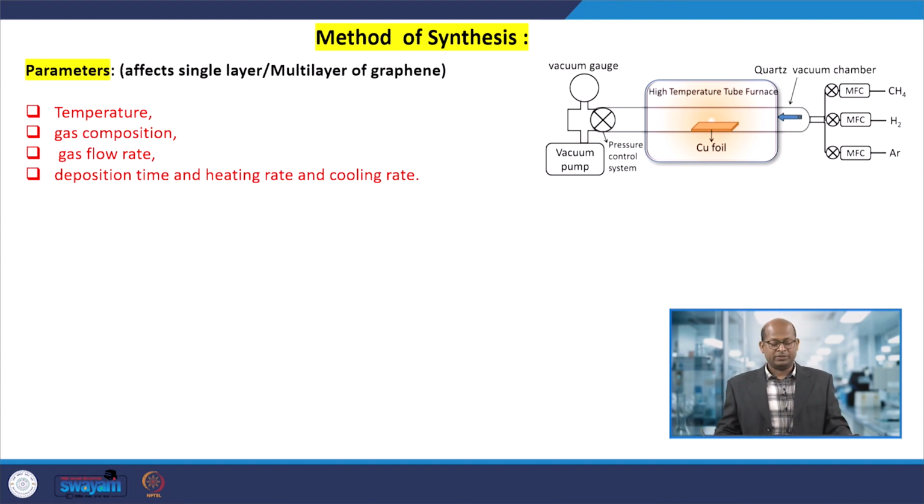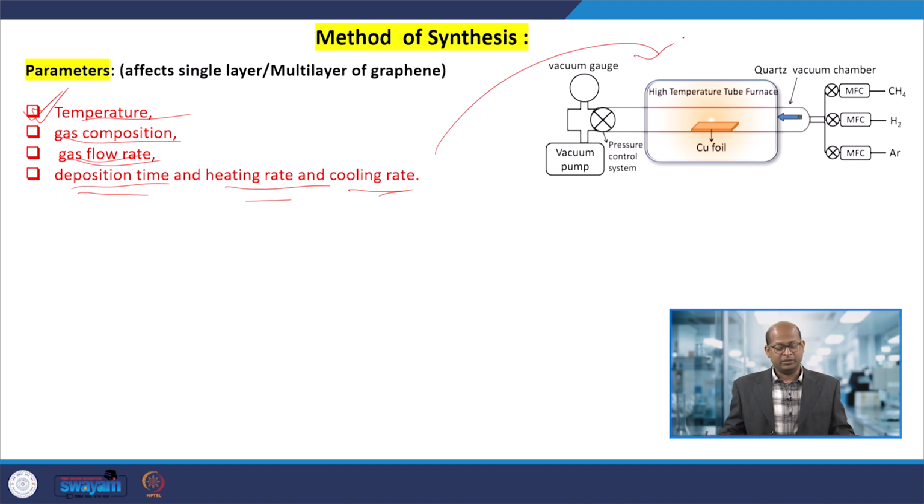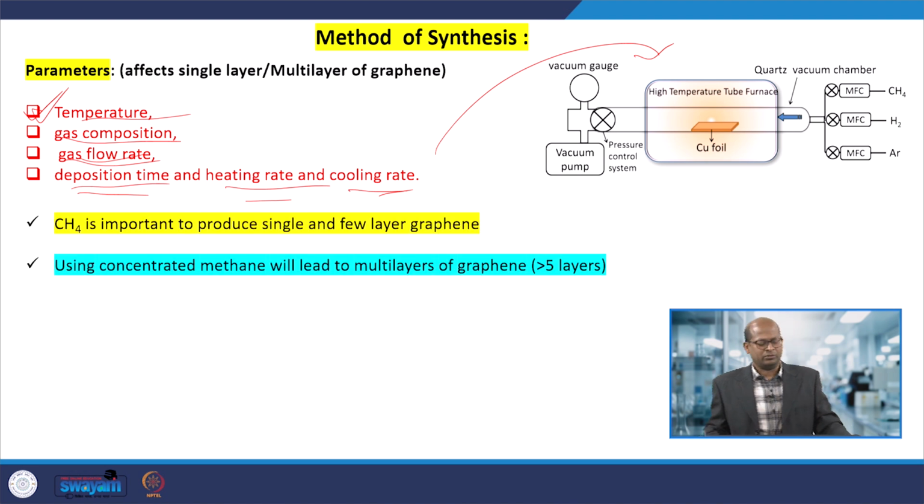We can transfer that graphene into the specific application and use it there later. There are various parameters that affect the growth of graphene over this system: the temperature, gas composition, gas flow rates, deposition time, heating rate, and cooling rate. These operational parameters are very important, and they affect whether single layer or multilayer graphene grows.